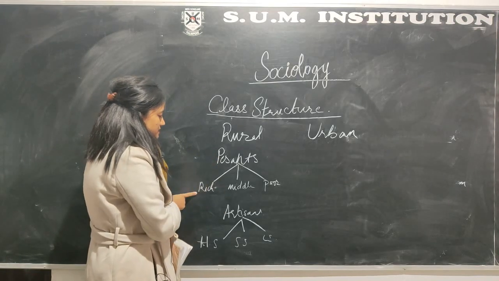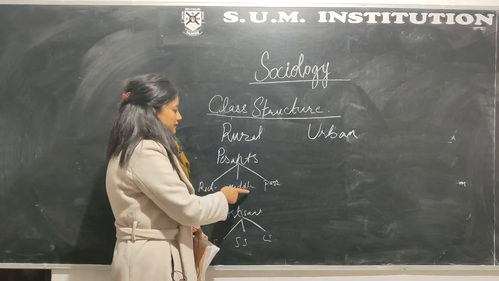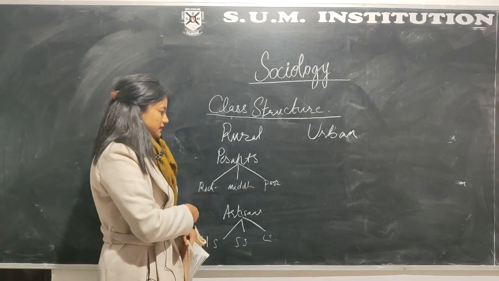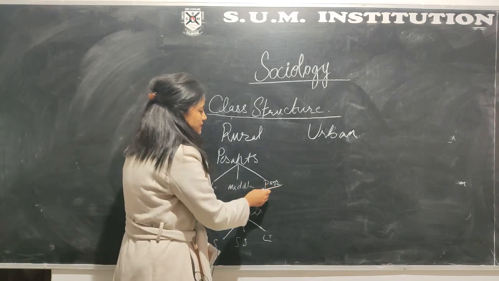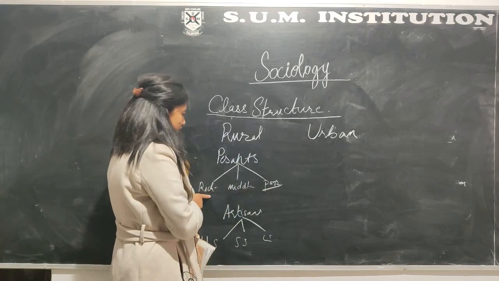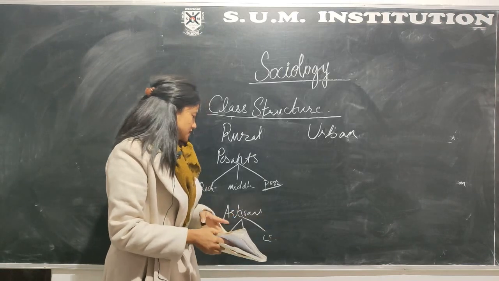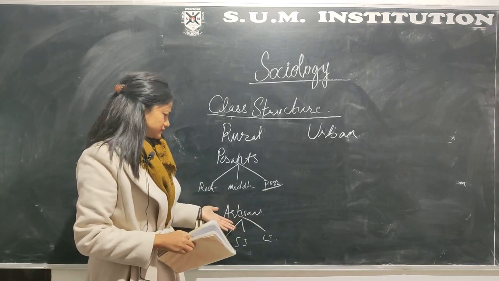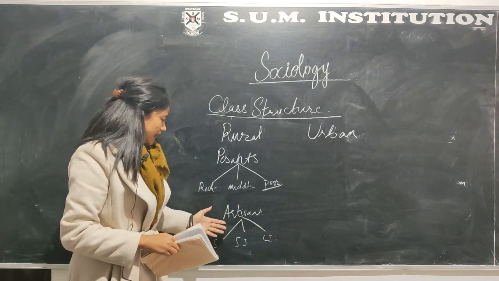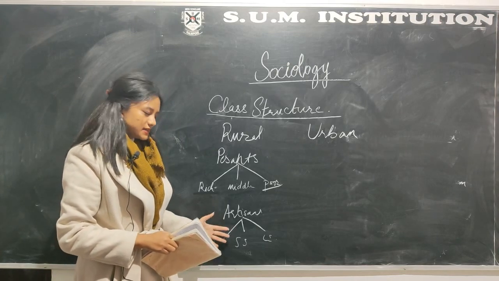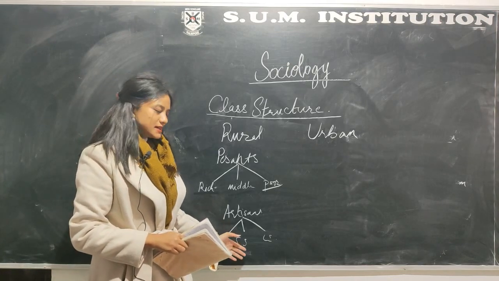The rich peasants had large holdings of land. The middle peasants had small holdings, but they were self-sufficient. And the poor peasants had no land. They worked under the rich or the middle peasants. They were the agricultural laborers. And next we studied about artisans, those who made stuff with their own hands. And even among artisans, some are highly skilled, some are semi-skilled, and some are low-skilled.